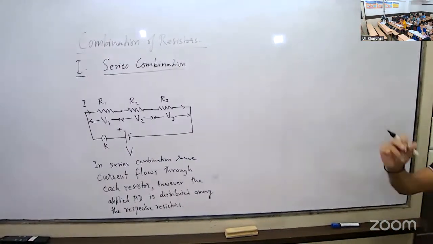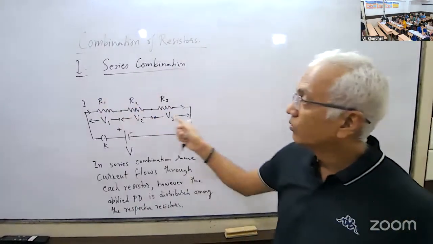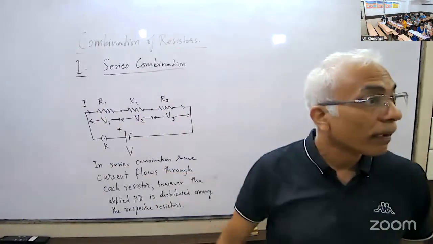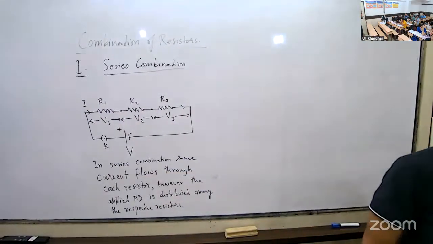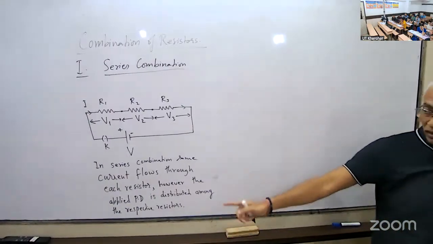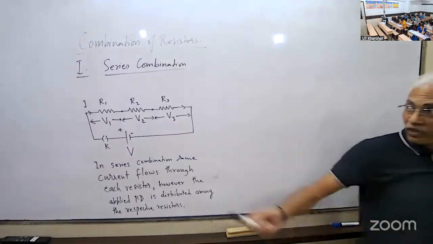So what are we trying to do? Now we are trying to find out what is the equivalent resistance of this series combination. This thing. What did you not understand? The first part or the second part? First part should be simple.